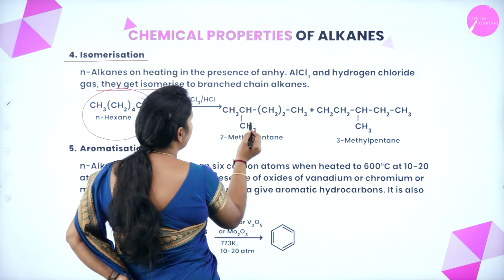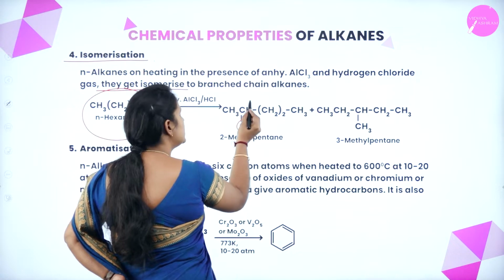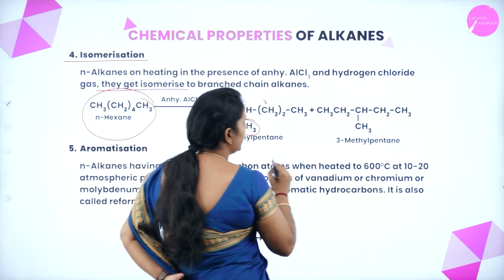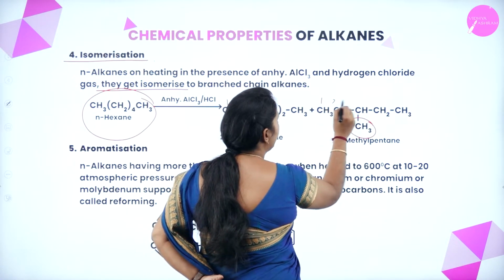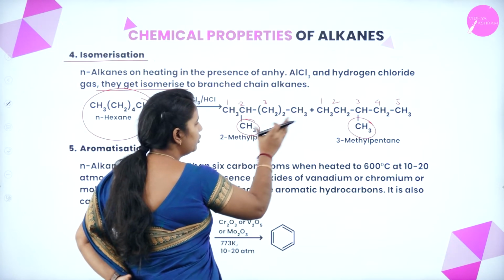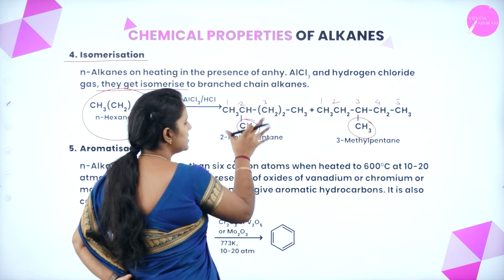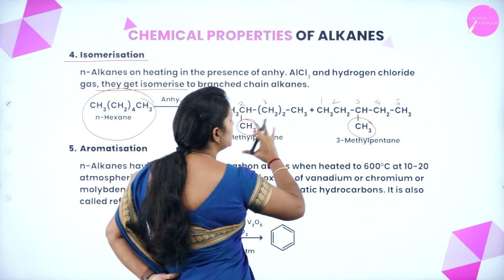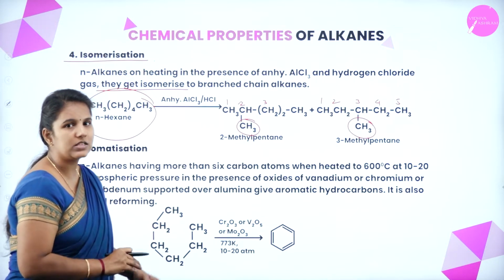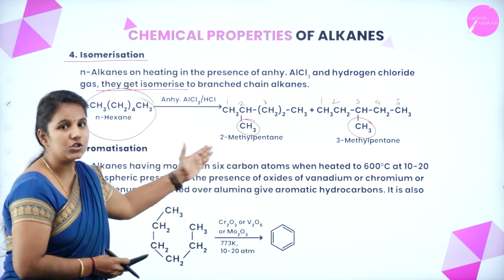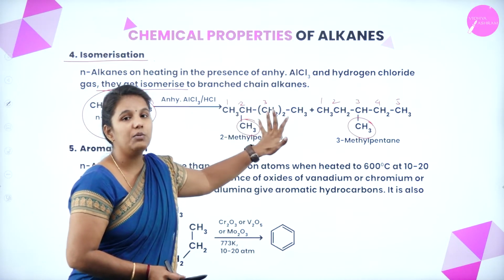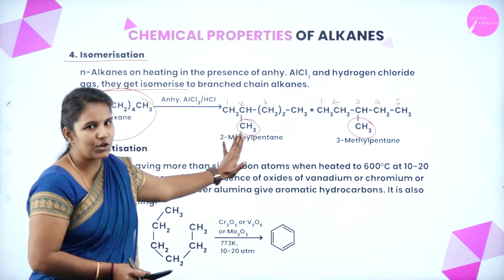Because here you can see that the substituent group is attached to the second carbon atom, but here the substituent group is attached to the third carbon atom. Hence, even though these are isomers having the same molecular formula, the structural formula will be different. This process of obtaining an isomer is known as isomerism, and it is done in the presence of anhydrous aluminium chloride. Hope you all understood this example.